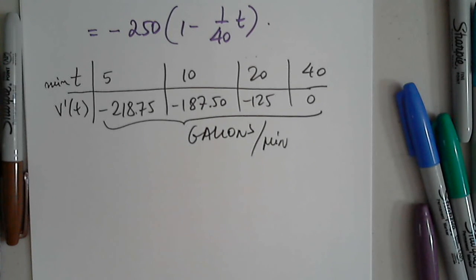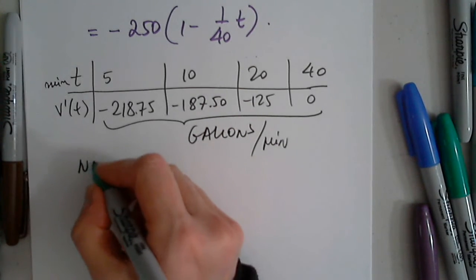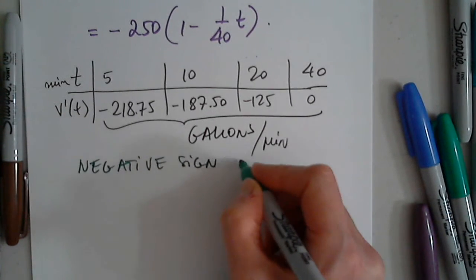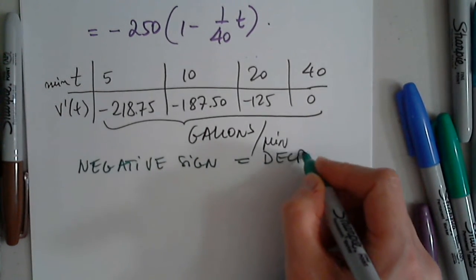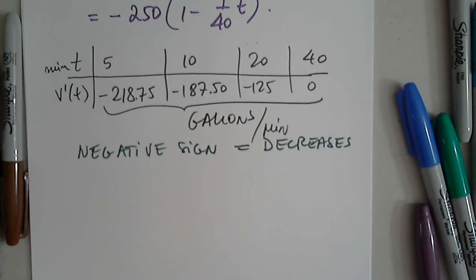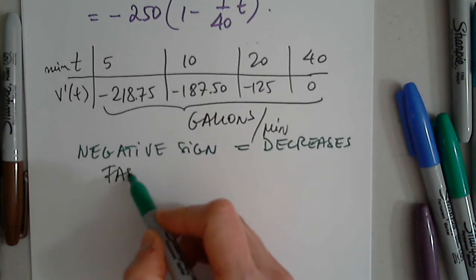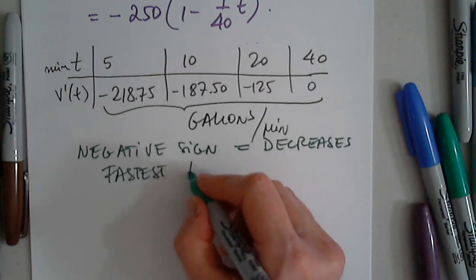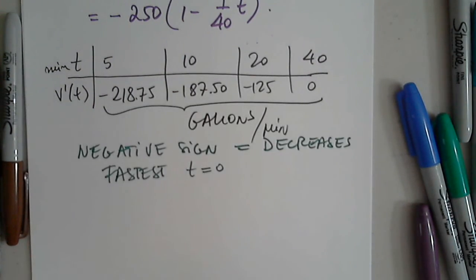Decreasing. Decreases. Very good. So negative sign means decreases. The volume of water in the tank decreases. Now, when is the fastest? That's going to be at the beginning, when t equals 0.